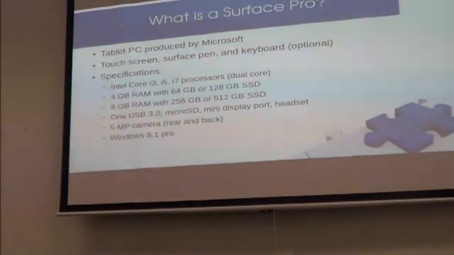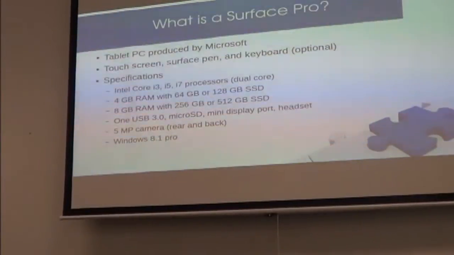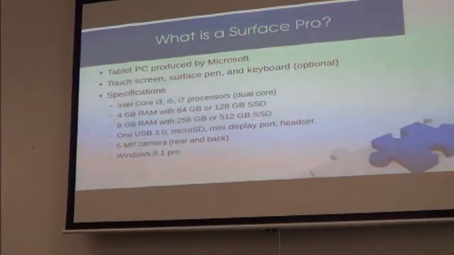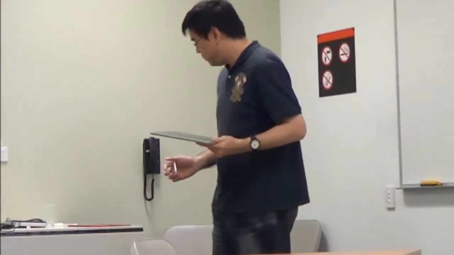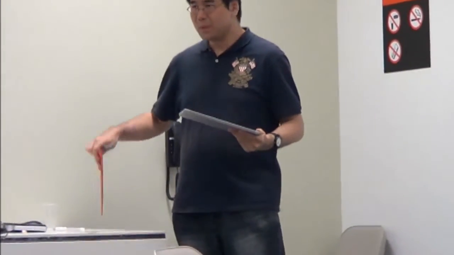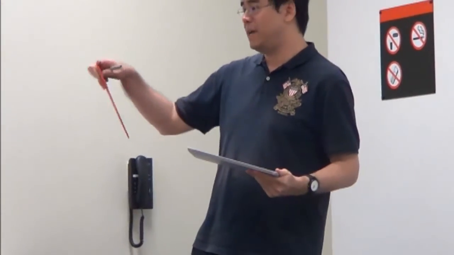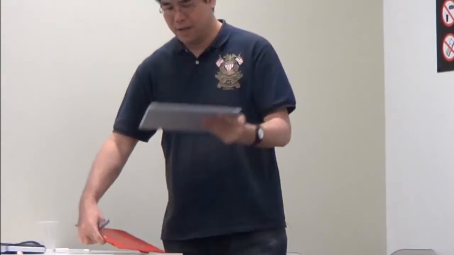It's produced by Microsoft. It's a touchscreen tablet. It comes with a pen. It's an active capacitive pen, and it's quite a large device compared with other tablets. And the keyboard is optional. It's an extra $150, and that just snaps onto the actual tablet.